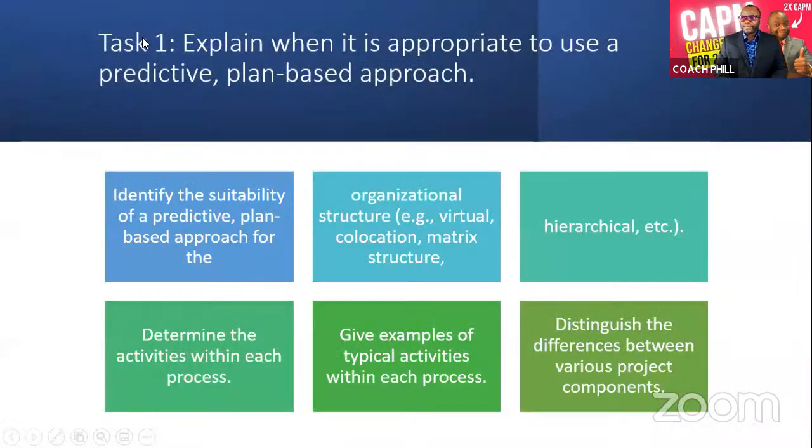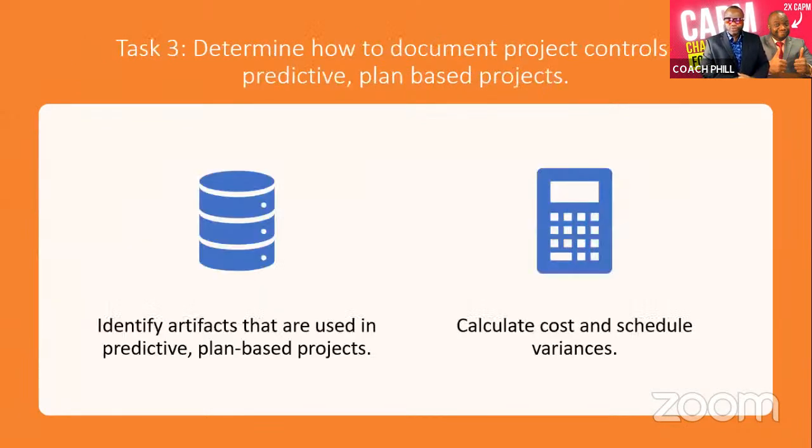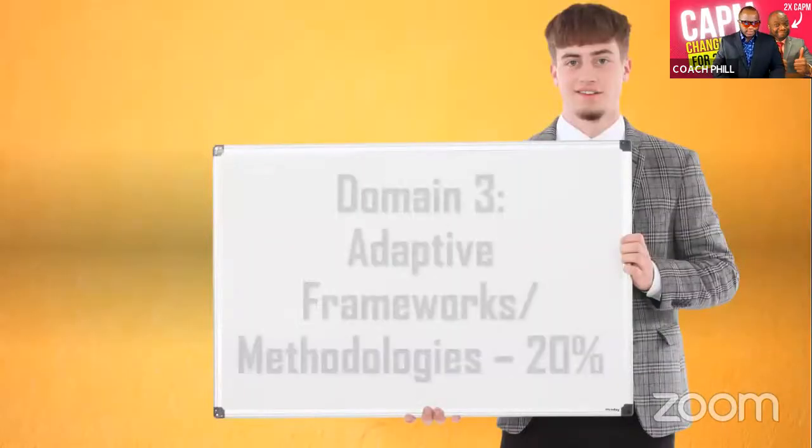and go to task 1. Explain when it is appropriate to use a predictive plan-based approach. Identify suitability of predictive plan-based approach for the organizational structure. And it goes into these organizational structures, which, by the way, are not very well covered in the 7th edition. Task 2, demonstrate an understanding of a project management plan schedule. I'm going to move quicker now. Task 3, determine how to document project controls of predictive and plan-based projects. And that's pretty much it.